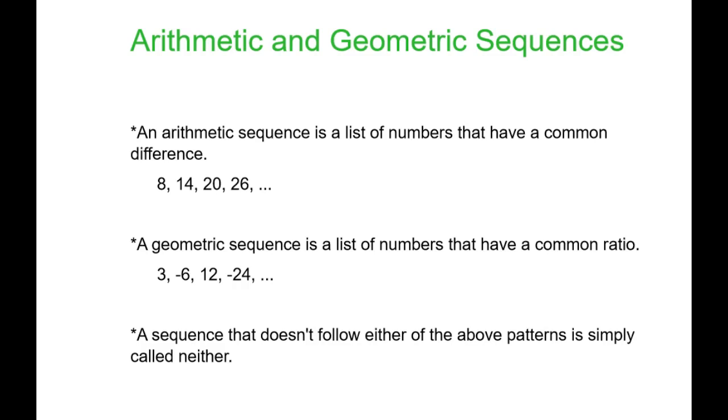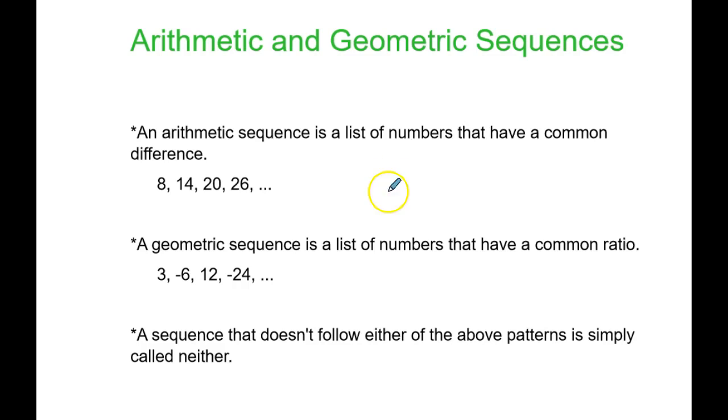Two types of sequences we're going to look at are arithmetic and geometric sequences. An arithmetic sequence is a list of numbers that have a common difference. So for example, we would take a look at the sequence 8, 14, 20, 26, and then that pattern would continue on. We're trying to find out what's happening from our previous number to the current number. To go from 8 to 14, we have to add 6. 14 to 20, we add 6. 20 to 26, we add 6. So this is arithmetic because we're adding the same value each time.